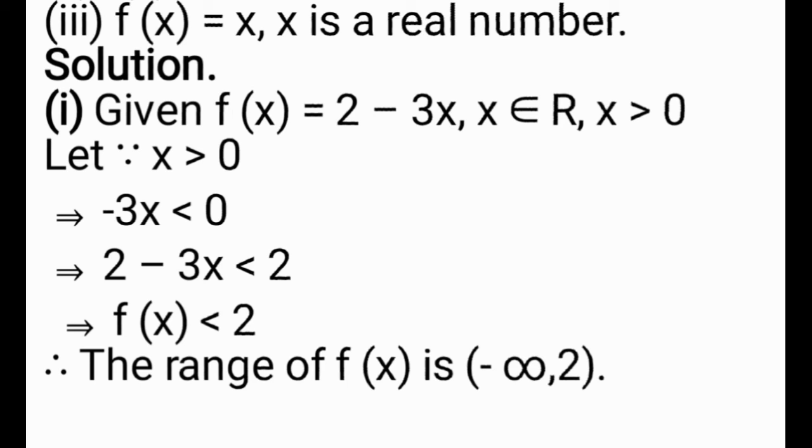Now 2 minus 3x is less than 2. If you substitute x equal to any number, we will always get an answer less than 2. Whatever value you substitute, like 0.1, we get an answer less than 2. Since 2 minus 3x is f of x, f of x is less than 2. Therefore, the range of f of x is minus infinity to 2 according to this condition.